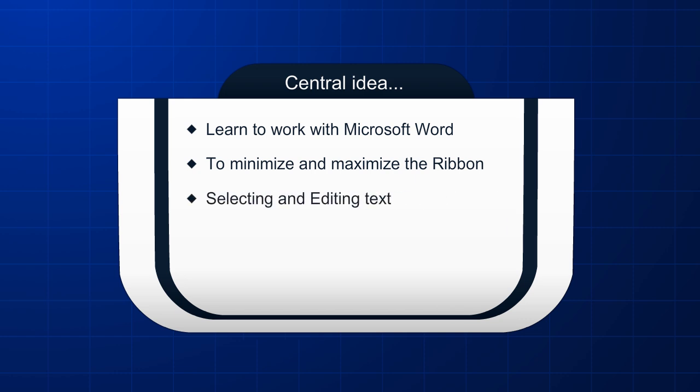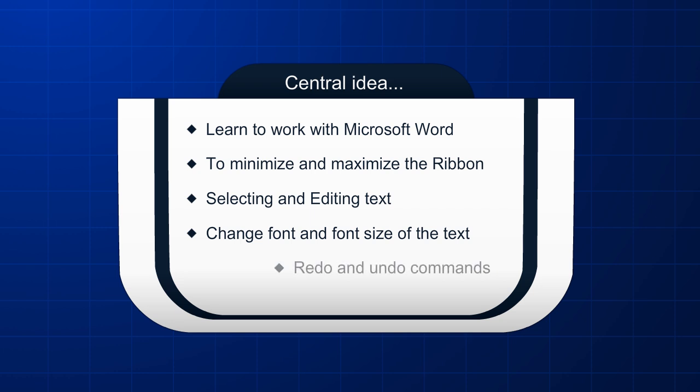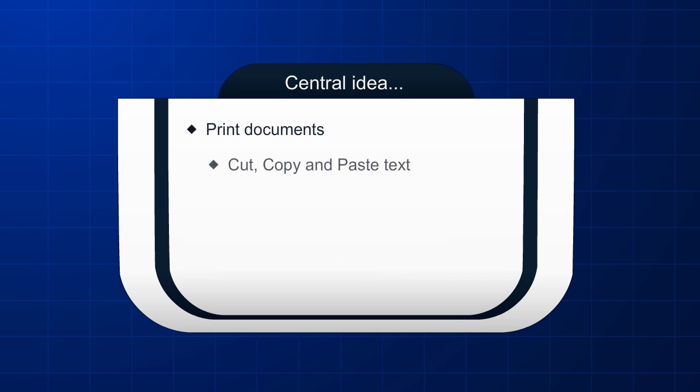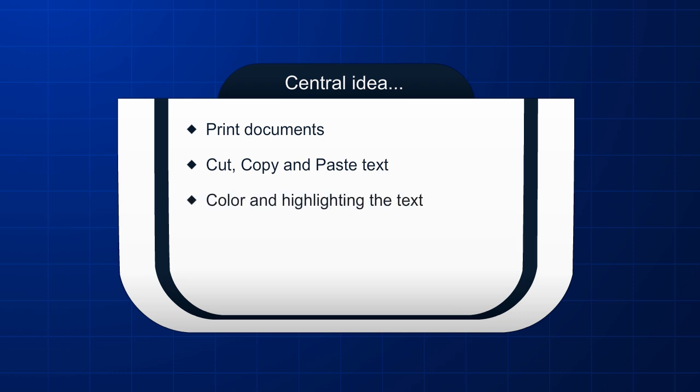Selecting and editing text. Change font and font size of the text. Redo and undo commands. Print documents. Cut, copy and paste text. Color and highlighting the text. Save the document. Exit MS Word.